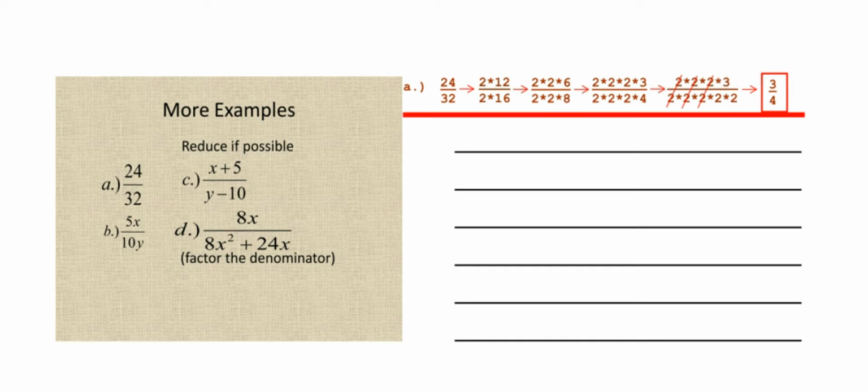Okay, let's go on for the next one then. B. B, on the other hand, we have 5x over 10y. Well, it looks like 5, we can't simplify any further. It's a prime number, right? X over y we can't cancel out because they're different variables. How about the 10? Well, we can go 2 times 5, right?